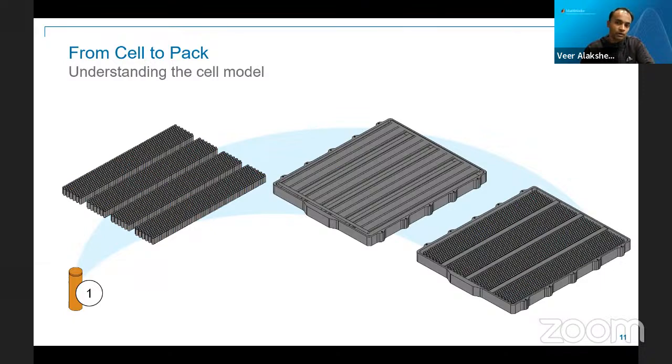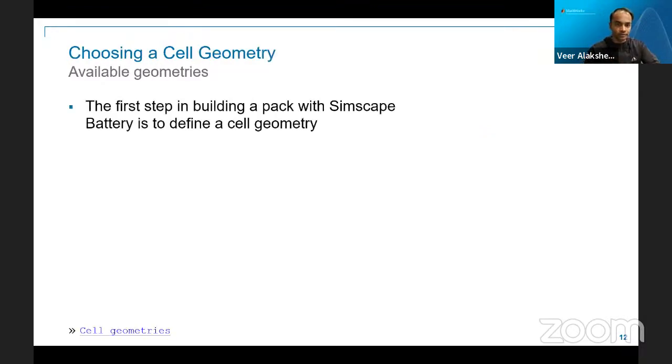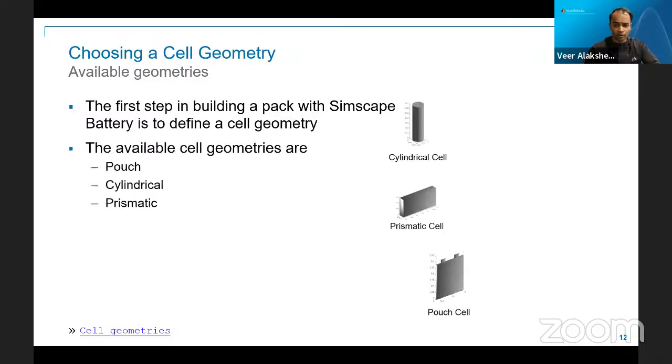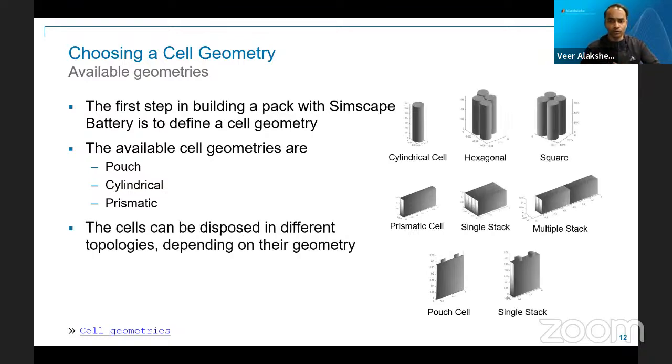Okay, now we'll start with a cell. This is the most important part before you directly jump into getting a battery pack. Now, if we have to model a cell, what we have seen in different automotive competitions is that there are different geometries. Either you go with a cylindrical shape, a prismatic cell, or a pouch cell. Based on that, there are different topologies that you can make. For example, if you go with a pouch cell, there can be a topology like a single stack.